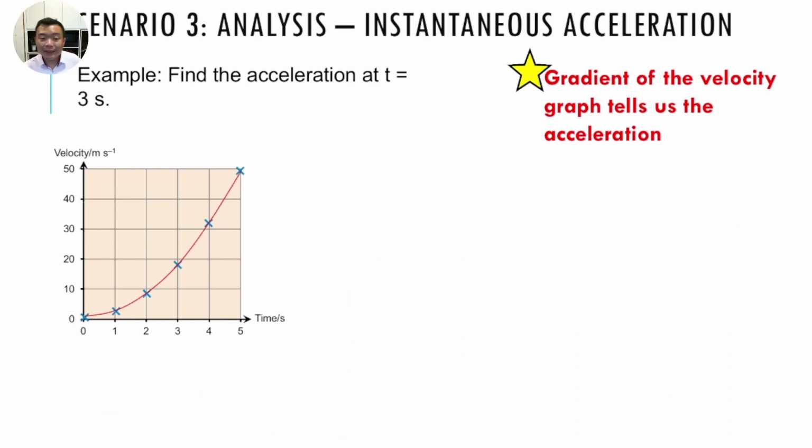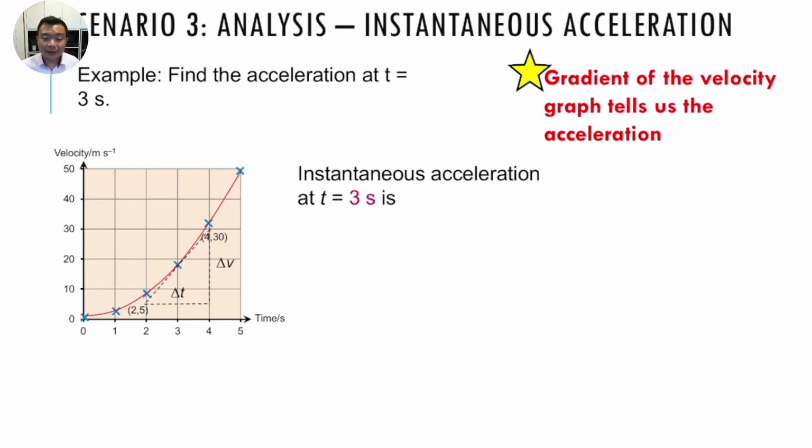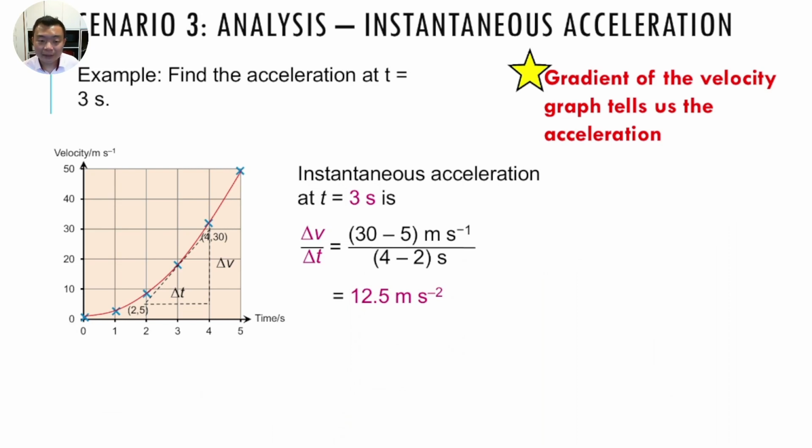So let's have one example to apply this. Say you want to find the acceleration at time equals to 3 seconds. In this case, you are not given a straight line but a curve, but not to worry. Again, use a tangent line to find the gradient. So draw a tangent line, identify two coordinates, and find the gradient. So from here, you can get the acceleration value of the object.